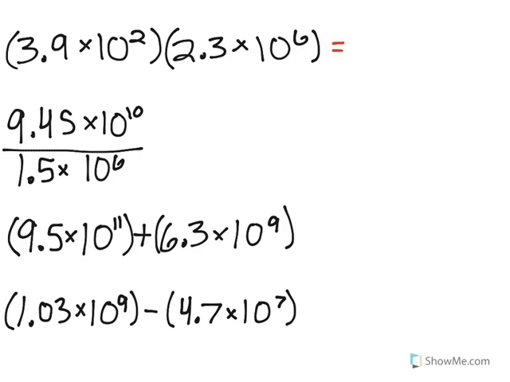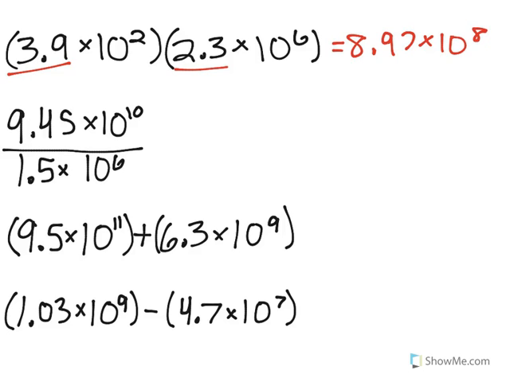Alright, so let's knock these out. Let's multiply those, I call them coefficients, first. We get 8.97 times 10, and now we add the exponents, so 2 plus 6 is 8, so times 10 to the 8th power, and that's going to be the complete correct answer to that first example.